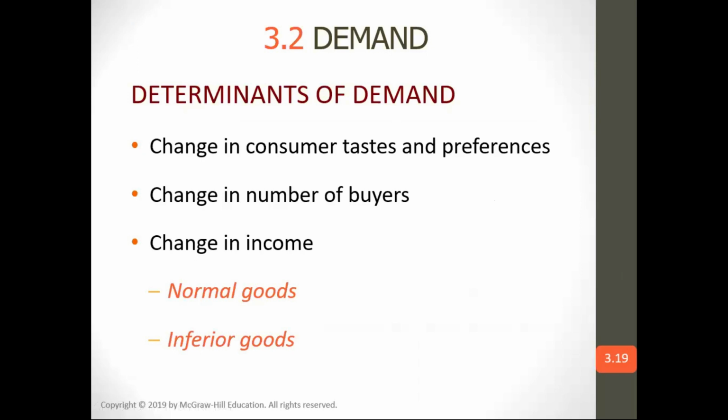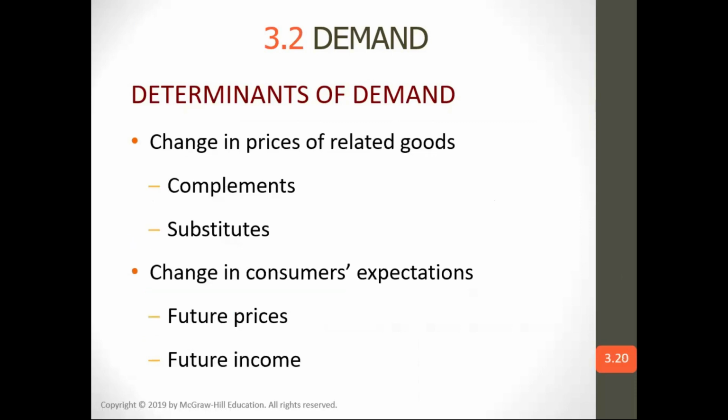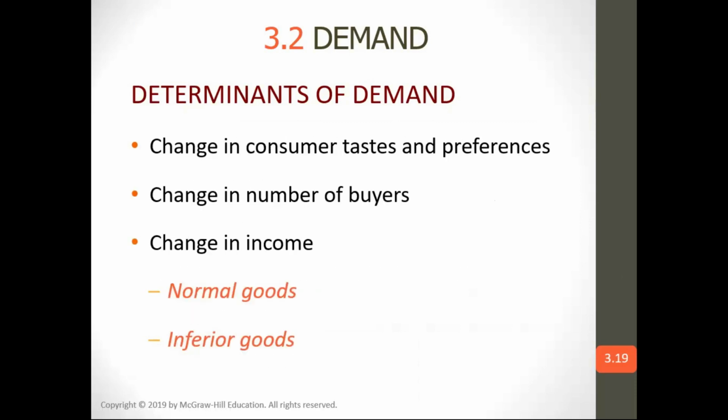So demand is determined through consumer tastes and preferences, change in number of buyers, change in income, normal goods, and inferior goods. So a normal good is something you buy more of when you have a higher income. So what examples would you think of for that one? Like what types of examples can you think of for a product that you buy more of if you have a higher income?